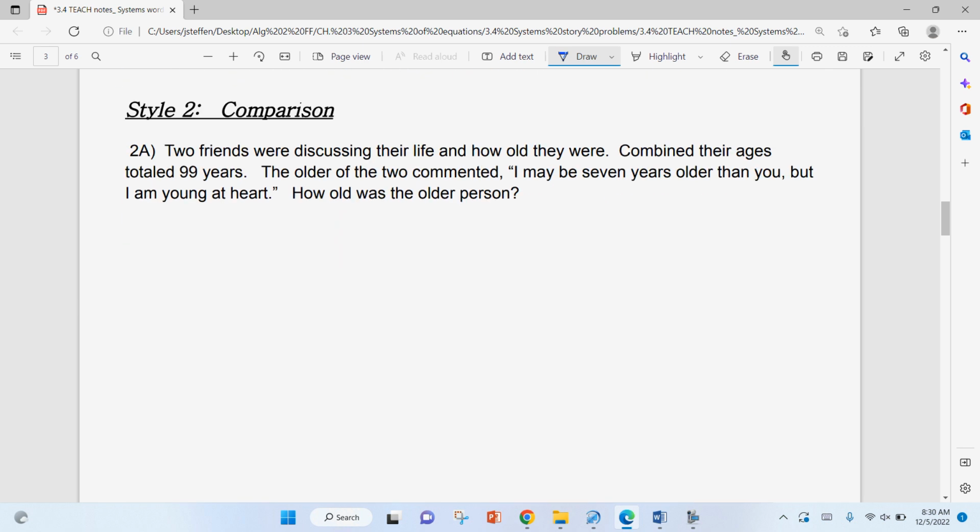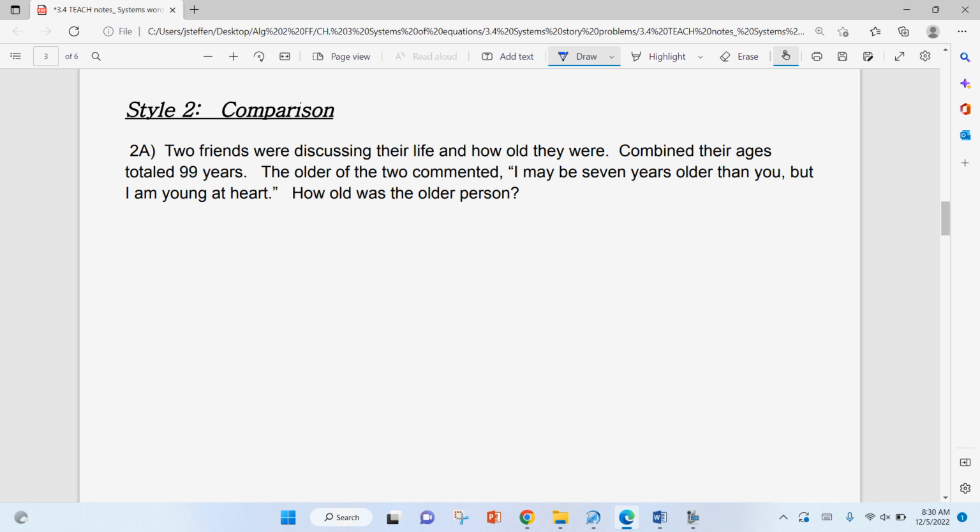So let's move on to the next style. The next style is comparison. This one, in my opinion, is one of the hardest ones because you have to think about it and really make sure you squint your eyes a little bit. So there's two friends that were discussing their life and how old they were.